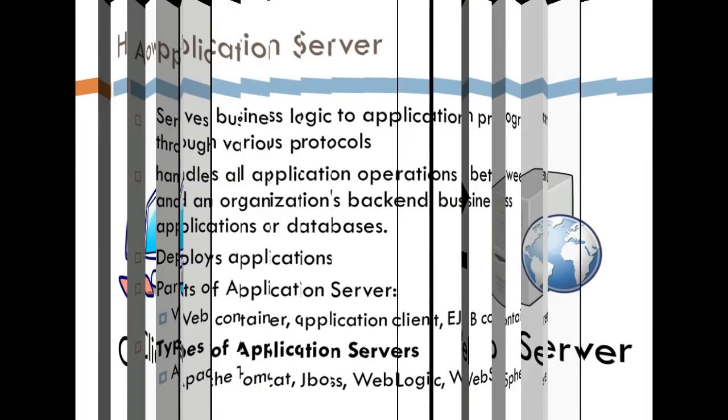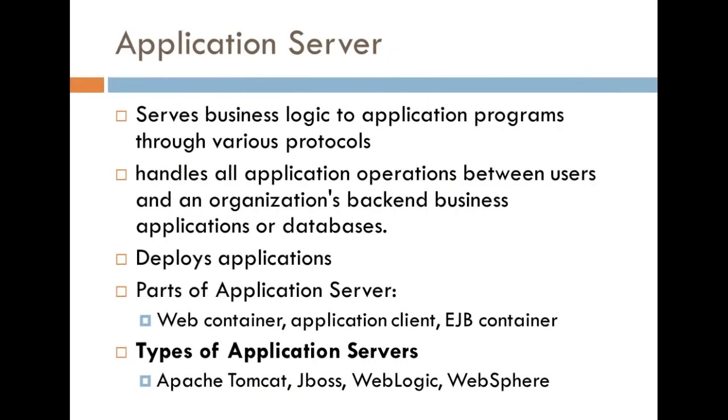Okay, what I want to talk about now are application servers. Application servers are basically servers that serve business logic to application programs. And what that means is that whenever you make a request in a web-based application, there's going to be some information sent to the back end of that application in order to be processed.